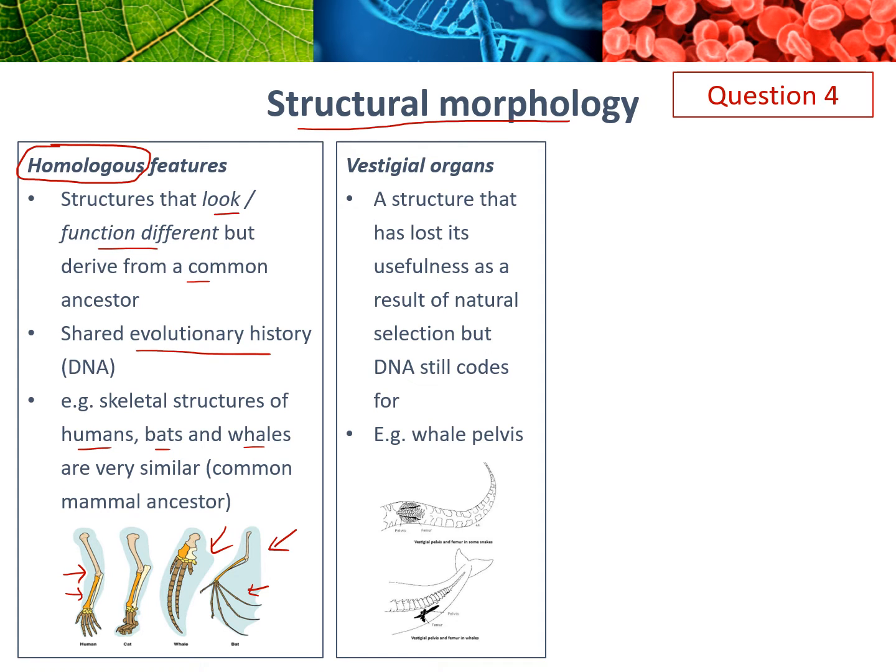Another thing that you might see if looking at the structure of organisms are things called vestigial organs. These are structures or organs that have lost their usefulness. So they're not really needed, as a result of natural selection, but the DNA for them is still there, and so they will still be produced.